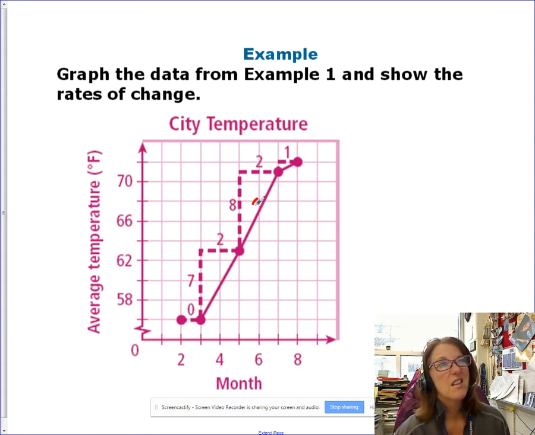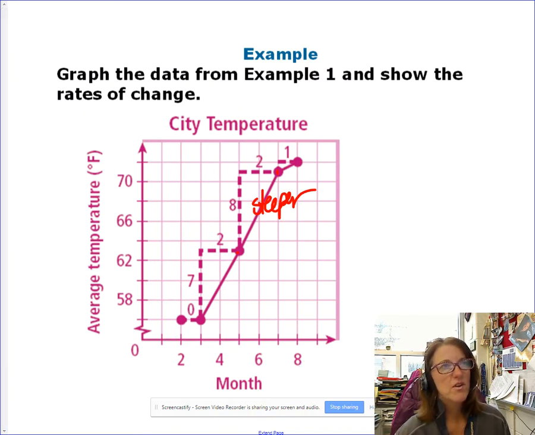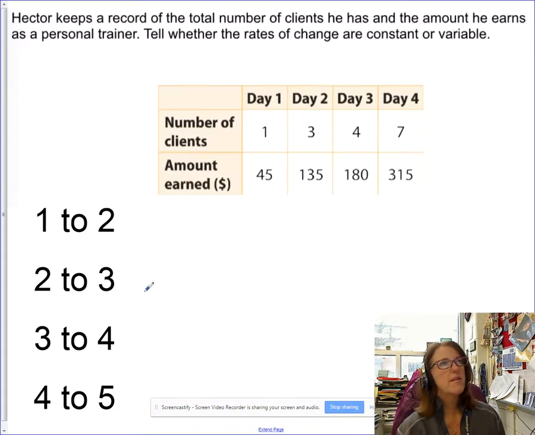And really, this chunk here is just a tiny bit steeper. Plays games with your eyes, okay? All right, let's look at some other ones so you're kind of getting the hang of this, all right?